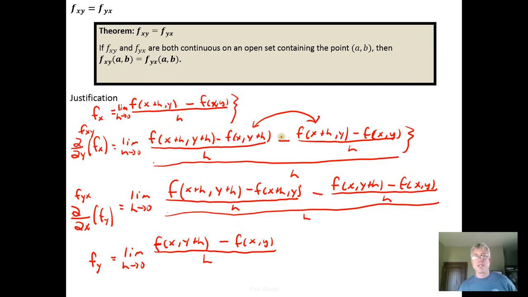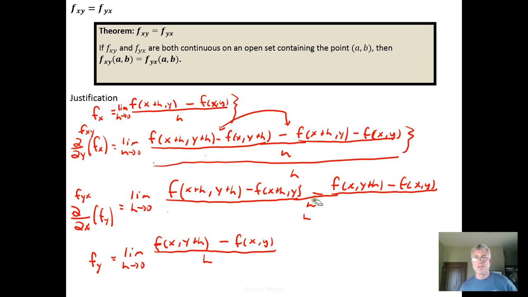What you wind up with when you do them is a common denominator where everything's over h. So I could write it like this, and the order of these minuses isn't going to matter. I can switch the subtractions, and then it would just be over a single h. My numerator would look like this, and I would have exactly the same thing I have for this mixed partial. So mixed partials are equal.